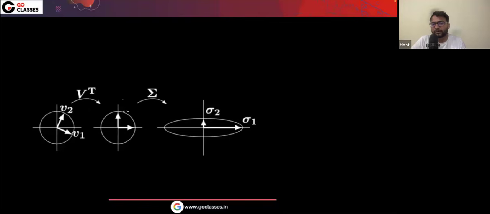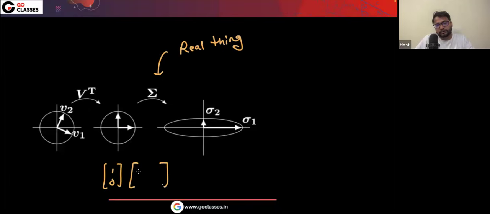Now sigma will do what? Whatever is there, it will stretch. Let's suppose sigma 1 is larger, sigma 2 is smaller. It will stretch. This is the real thing which is happening. So sigma will just do sigma 1, sigma 2. It will stretch some of the vectors and shrink some of the vectors based on the values of sigma 1, sigma 2. For example, if you multiply this 1, 0 with this diagonal matrix sigma 1, sigma 2, you will only get sigma 1 and then 0. You will get this vector, which is this, right? If you multiply by the 0, 1, you will get 0, sigma 2. So you will be getting this.